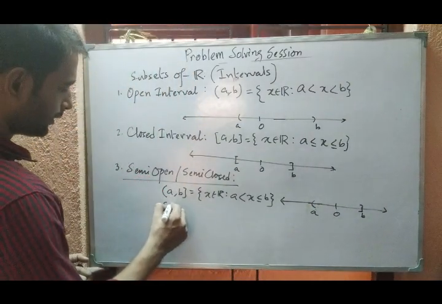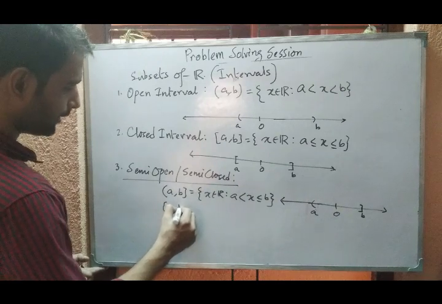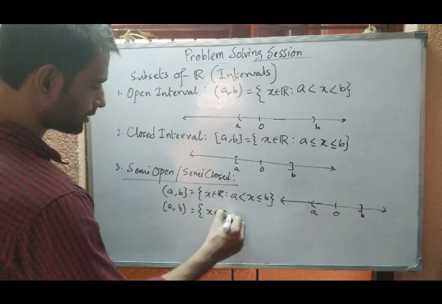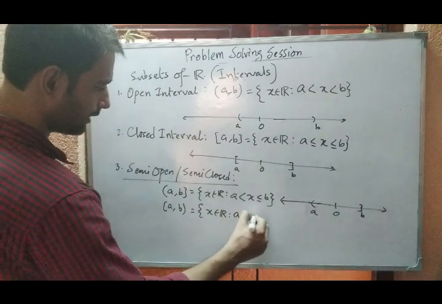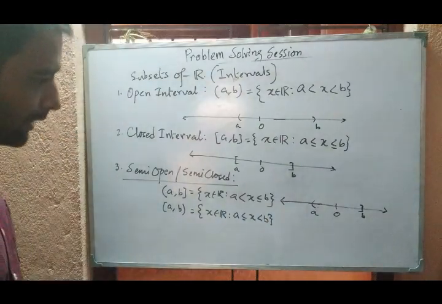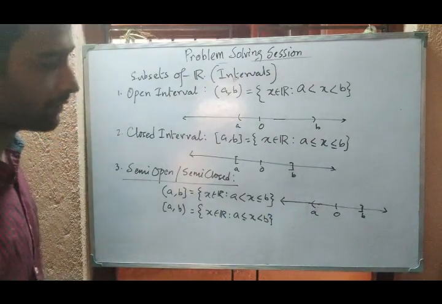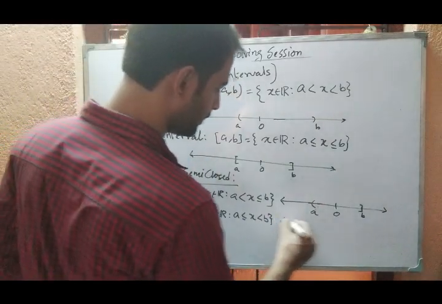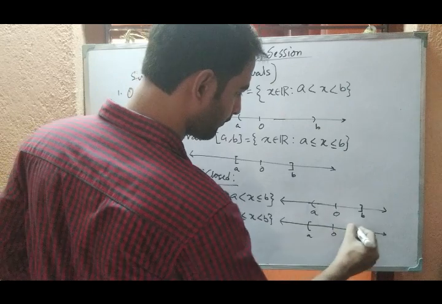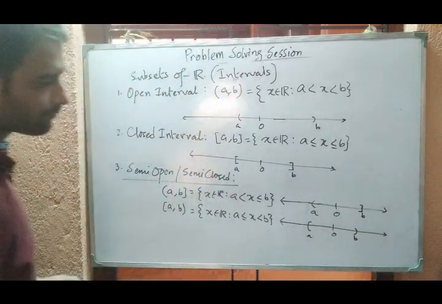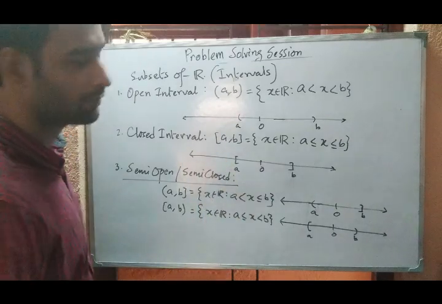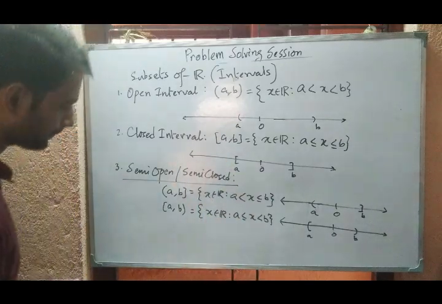Similarly, there is another notation, that is closed a, open b. It means it is the collection of all the real numbers between a and b, where a is included in the set and b is not included. So in the real line, we will see it like this. All the real numbers from a and which end before b, that doesn't include b.